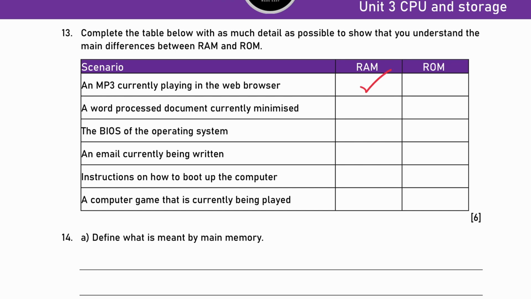A Word document currently minimized, it's still open, it's still in use, it's in the RAM. The BIOS, as we've just discussed, is in the ROM. An email currently being written, again, it's being processed, it's open. Instructions on how to start up, the ROM, and the game currently being played, RAM. So that one's fairly simple and should be a guaranteed 6 marks.